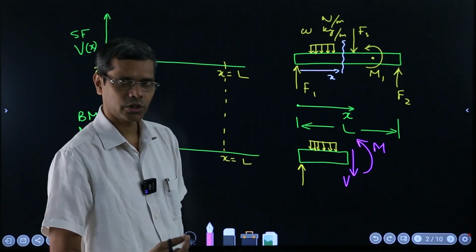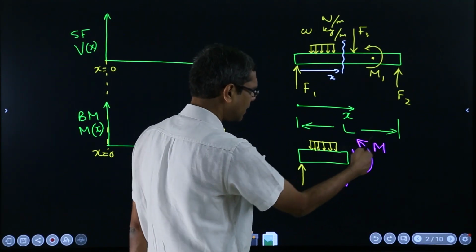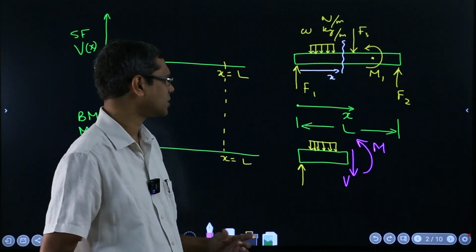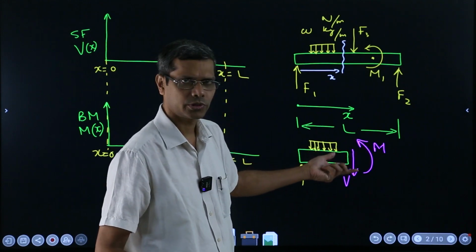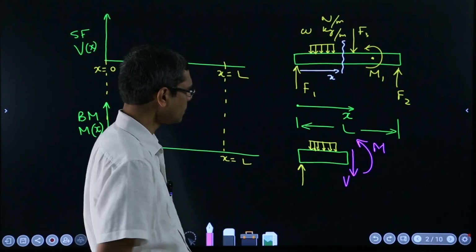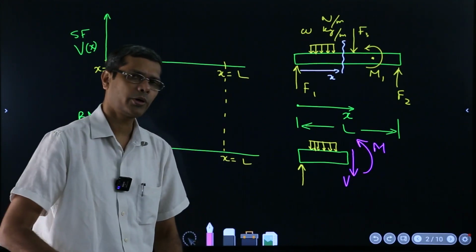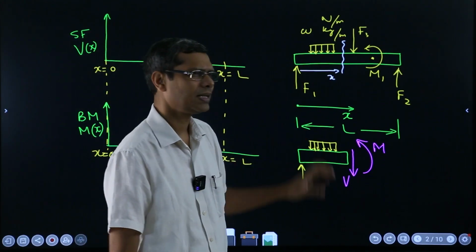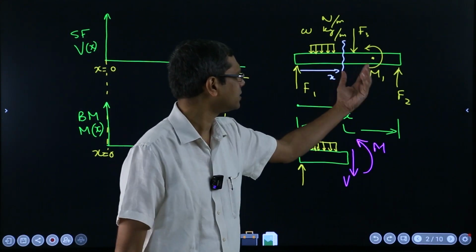You will calculate the V and calculate the M. Then if the numerical value comes out to be negative, you will say that the sense was exactly opposite to what you have assumed, but you will start with this being positive. Okay. And the point is, see, free body diagram of the left is equally valid as the free body diagram of the right side portion.